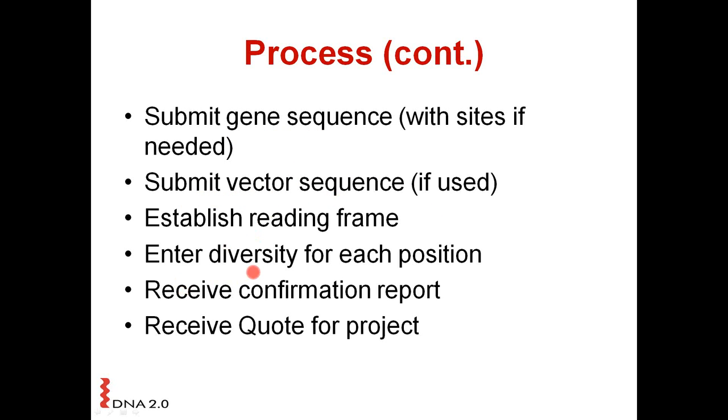Enter the diversity that you want to specify for each position that you want to vary, and that might be 1 position per gene, it might be 20 positions in a single gene, and that's strictly up to you, and you can just actually specify that on the website. That then gives you a confirmation report right away so you can see that it's been specified correctly, and then we're going to take a look at that and then get in touch with you either with a quote directly or perhaps with questions about your project so that we can make sure that we understand exactly what it is that you want.